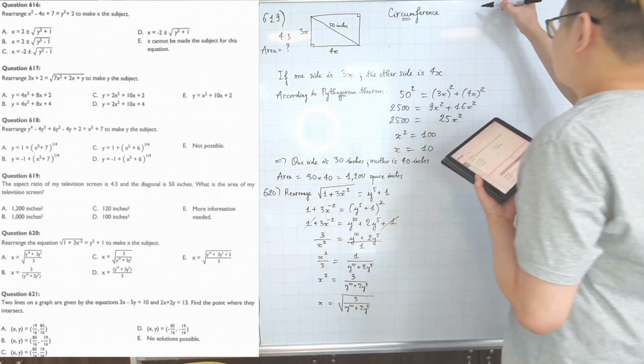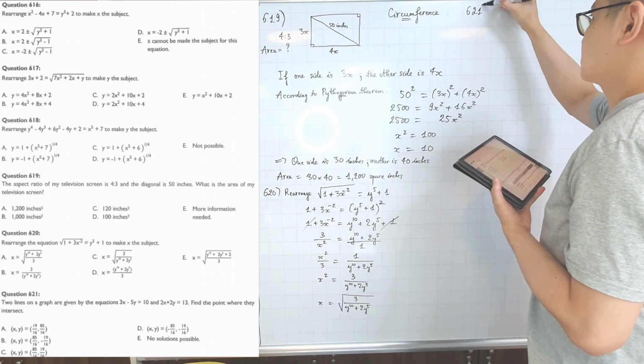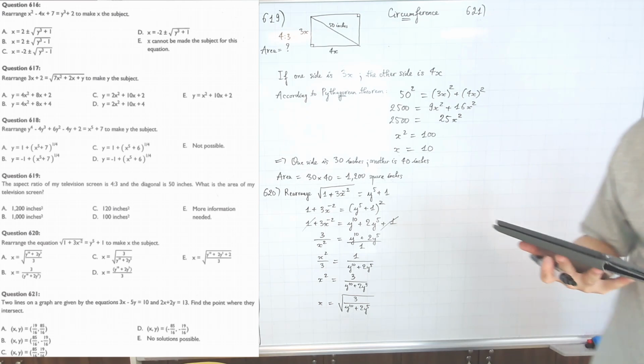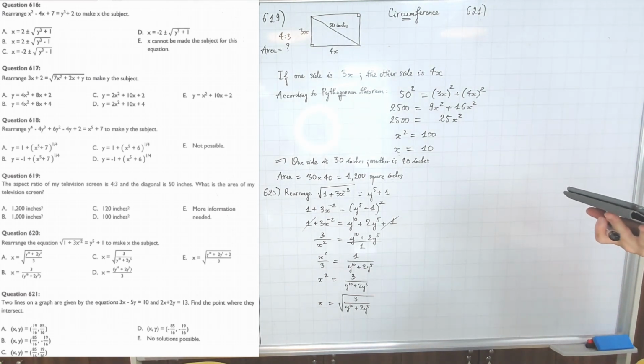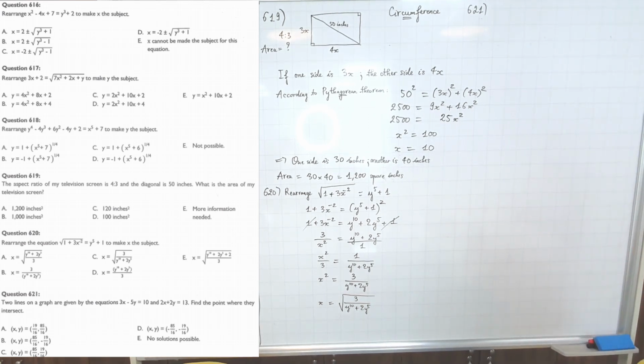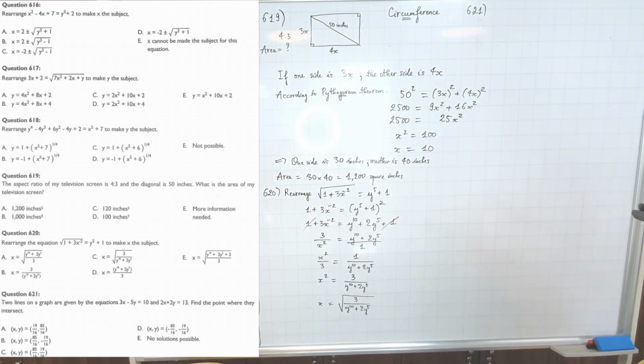Okay, 621. Two lines on a graph are given by the equations 3x minus 5y equals 10 and 2x plus 2y equals 13. Find the point where they intersect. It should be easy.